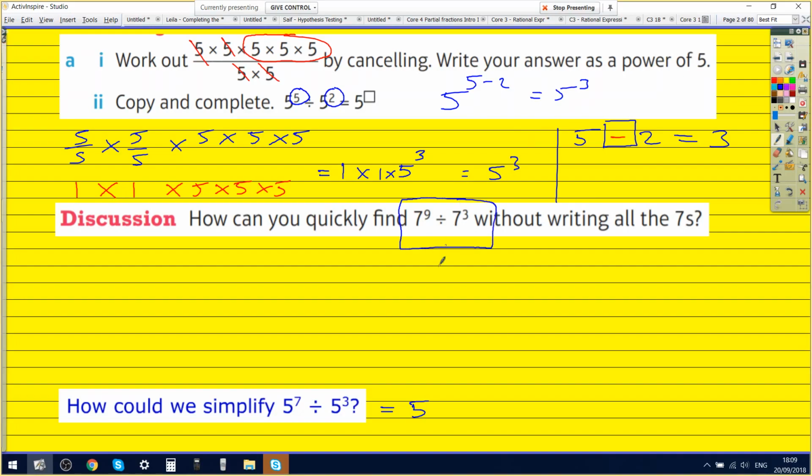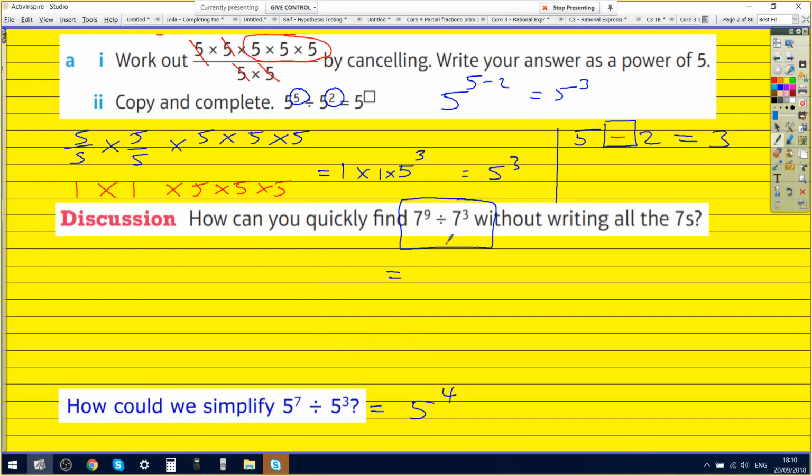Quick way of doing this one, or what is the answer? 7 to the 9 divided by 7 to the 3. Not quite sure. Or try the bottom one. 5 to the 7 divided by 5 to the 3. Would it be 4? Yeah, so it's 5 to the power of 4. 7 5s on top, 3 5s on bottom, and if you cancel them out like we did at the top, you're left with just 4 5s, so 5 to the 4.